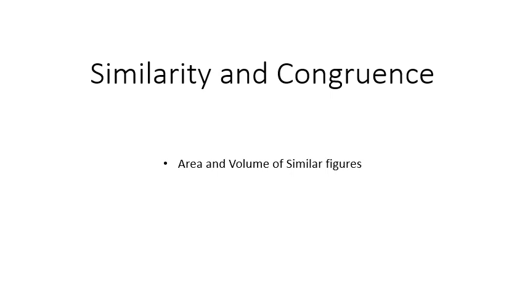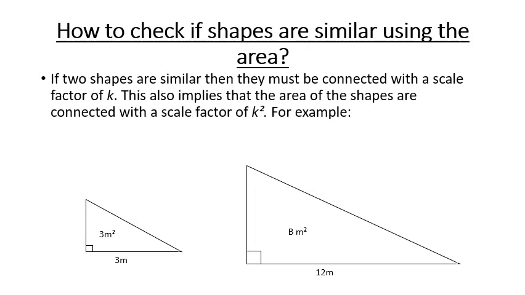Okay, this video tutorial looks at the mathematical strand of similarity and congruence, and more specifically we're going to focus on our understanding of area and volume of similar figures or similar shapes. So we've already learned that if two shapes are similar, then they are connected by a scale factor, or by a ratio in their sides. Now, this scale factor is given the symbol of K.